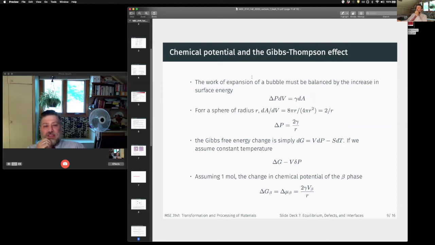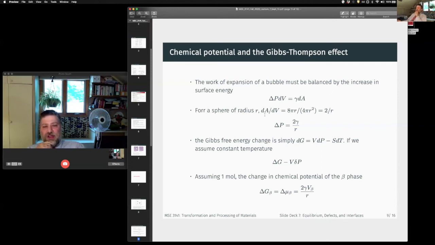Okay, so let's go through a little bit of analysis here. If we go back to the work of expanding a bubble, the work done, our pressure-volume work, PdV work, has to be balanced by the increase in surface energy. If we increase the pressure, we're going to push against the surface and create a tiny little bit more surface. So that has to be balanced by the surface energy, the interfacial energy, times the new area that we create.